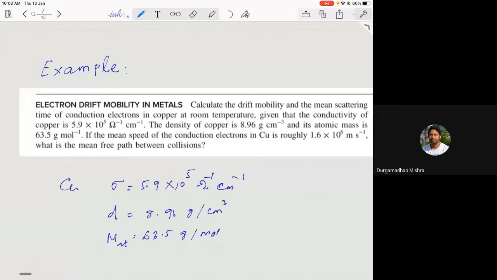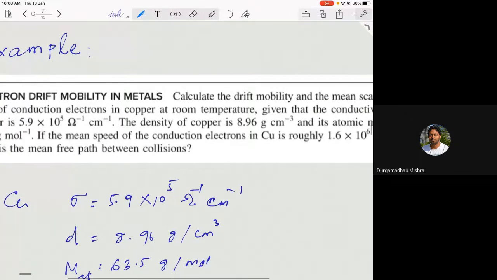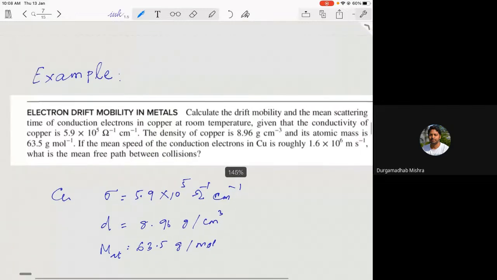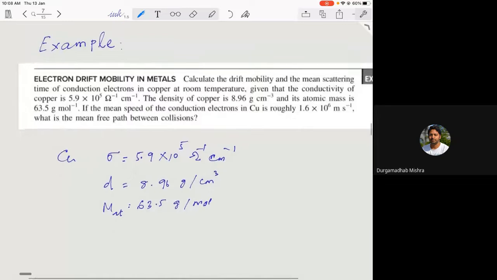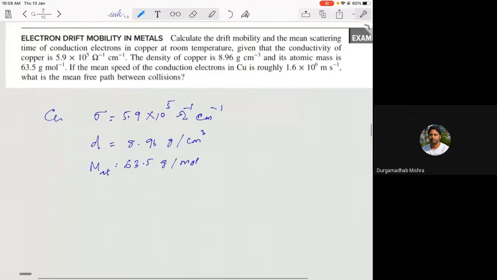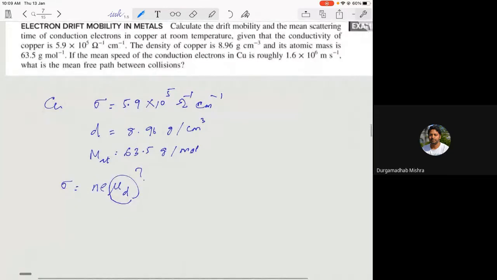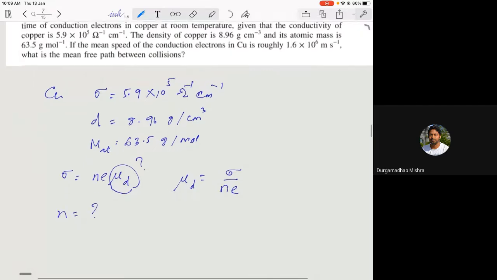So we have to first calculate the drift mobility and the scattering time, or the relaxation time. To calculate, if you use the relation sigma = N e mu_D, we need to calculate what is mu_D. So mu_D is equal to sigma by N e. Now you have to calculate N. What is N? We don't know yet, so that we need to calculate.